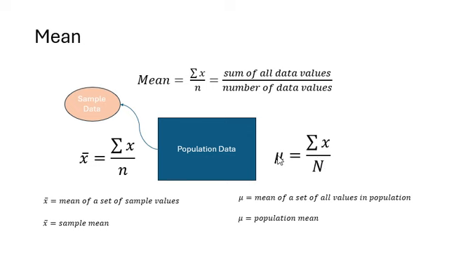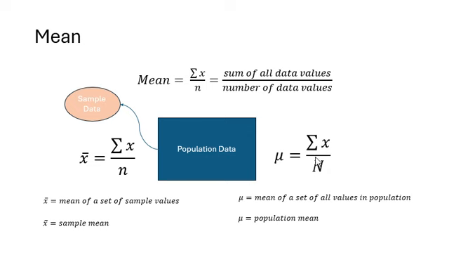For the population, we're going to use a little mu like this. So that's a population mean, and of course the population data is a bigger data set. If you want to calculate the population mean, we add all of them, the sum of all the data values in your population data set, and then divide by the number of data values in that population.